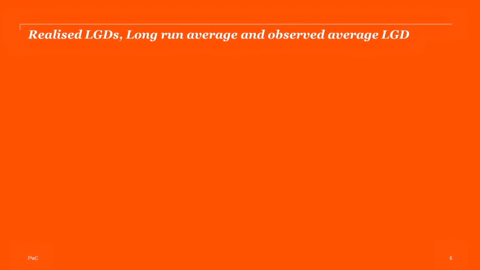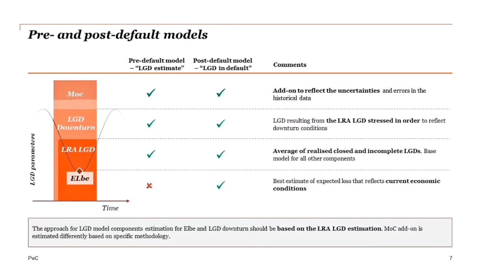We differentiate in general terms, which is what you can see on slide number 7, between the pre and post default models when it comes to LGD. And here we can easily observe that we have all these components that need to be calculated both for the pre-default LGD estimate as well as the post-default model. We also sometimes come across the term LGD in default, which is used interchangeably with the post-default models.